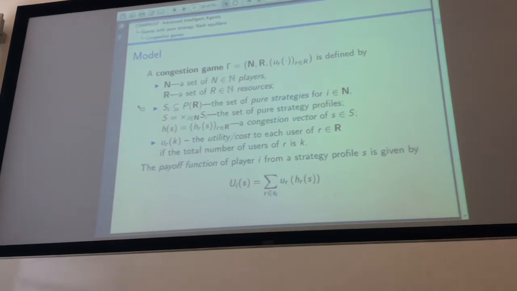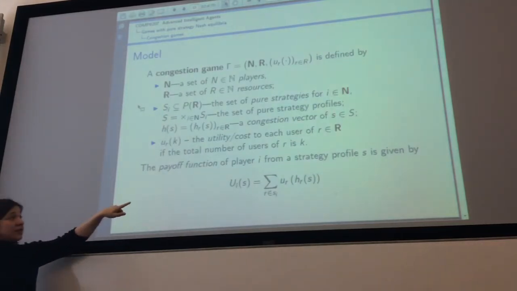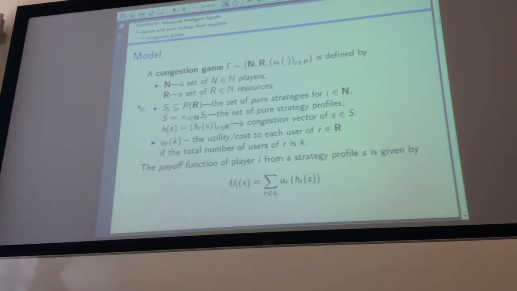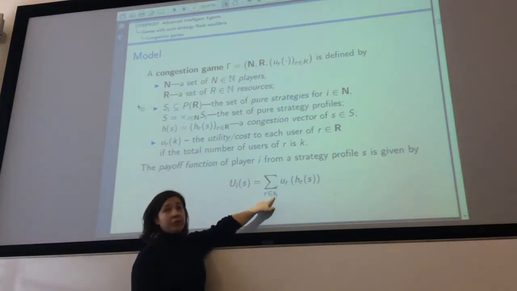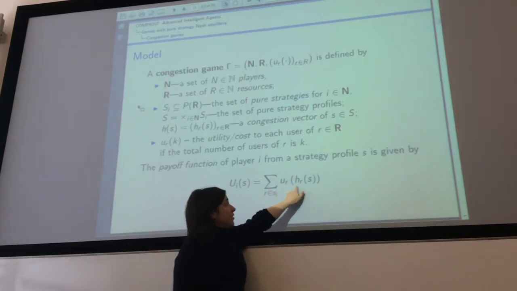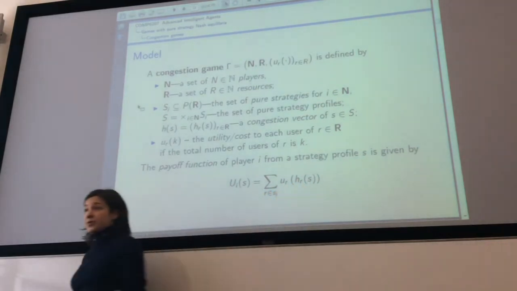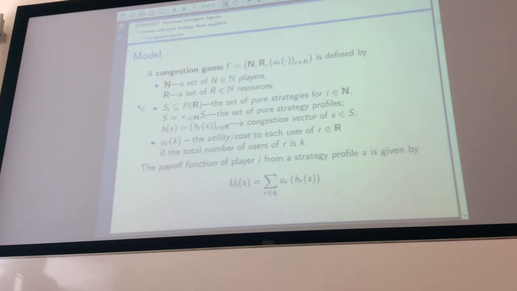Okay? And now the payoff for a player would be the sum of those utilities given the congestion on the resources under a given combination of strategies, from the resources that that agent uses, right? So we look at the resources in the strategy of agent i, and we take the utility of those resources given the congestion on those resources under the strategy profile that we have.